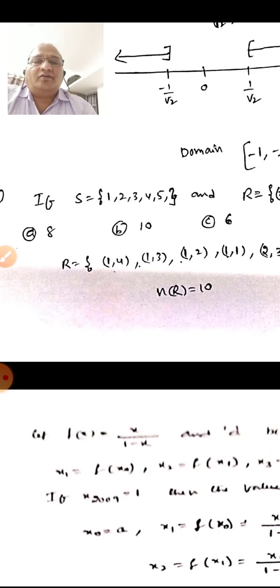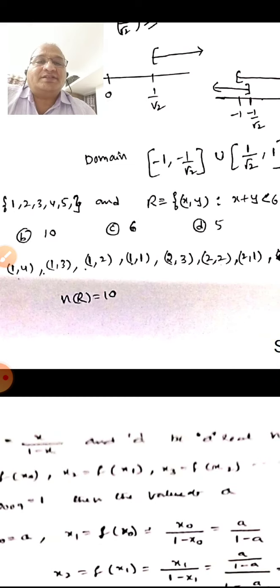See here, 1 plus 4 is 5. We can take 2 plus 1, 3, 1 plus 2, 1 plus 1, 2 plus 3. I have not taken 2 comma 4. Why? Because 2 comma 4 means 2 plus 4 is equal to 6, which is not less than 6.